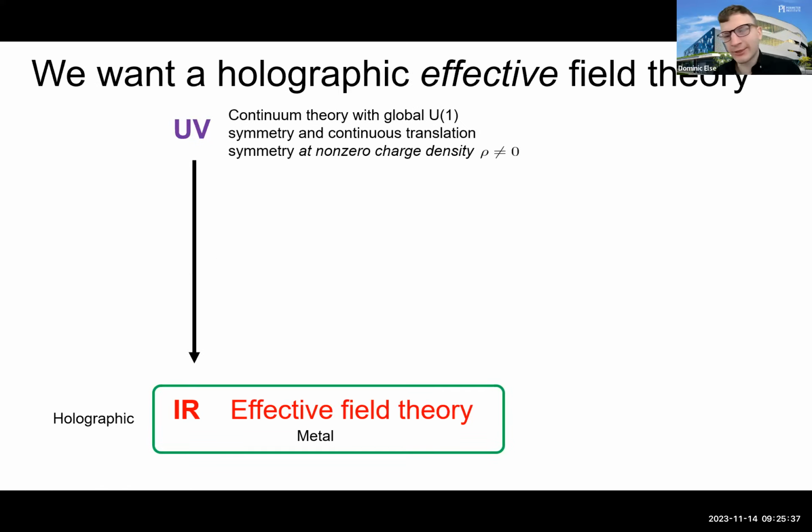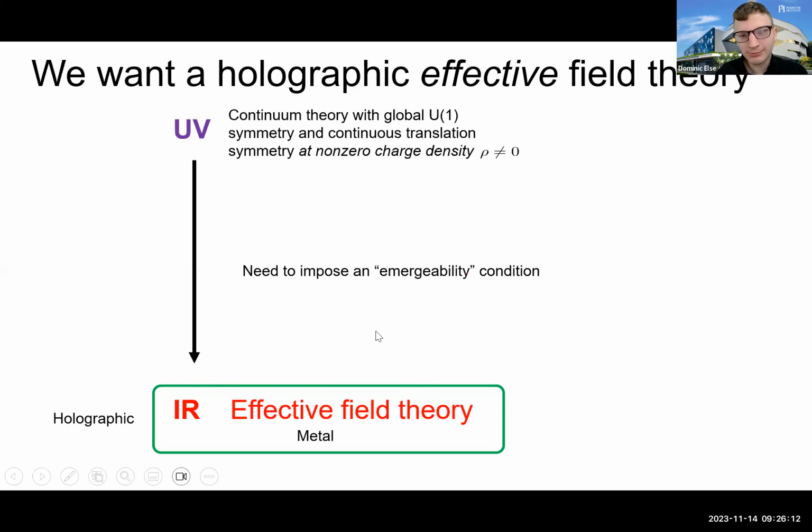Okay, but it does raise the question of how do you know if you have a good candidate effective field theory for a metal? Well, as I said, ultimately you want to compare with experiment, but in the meantime, you need to have some criteria that you can use. And so the idea is that we want the IR effective field theory to be compatible with these UV requirements that you have continuous translation symmetry, non-zero charge density, etc. But we want to be able to do that without actually solving this whole RG flow.